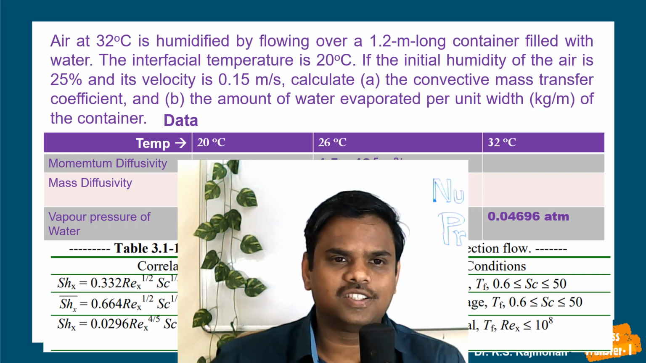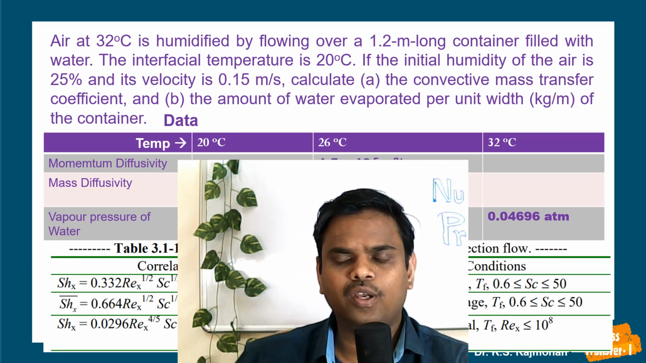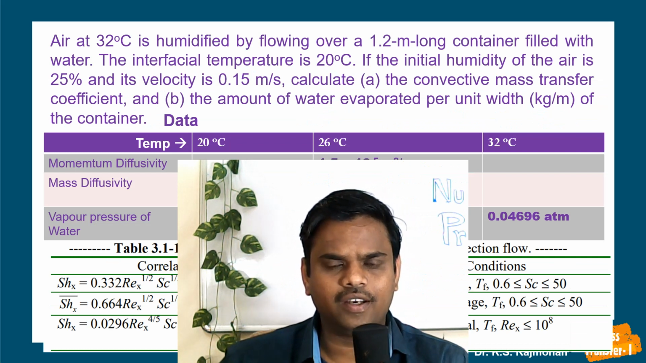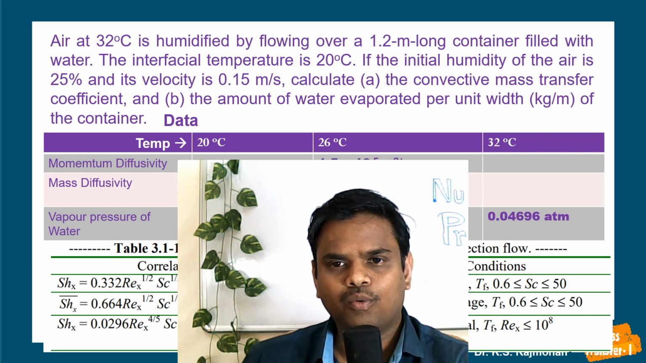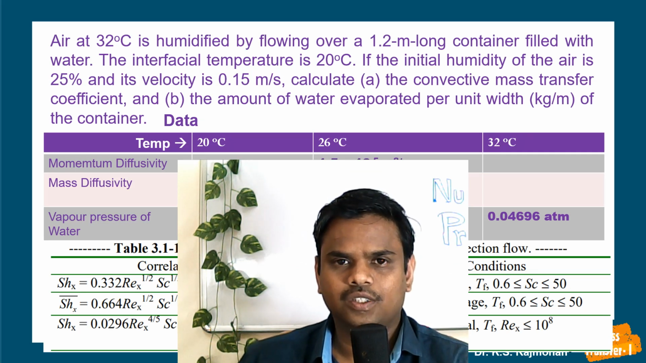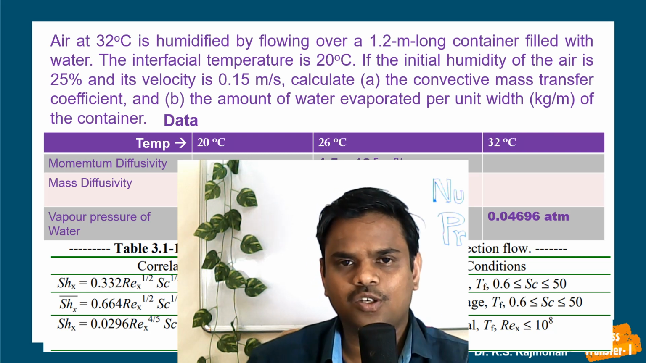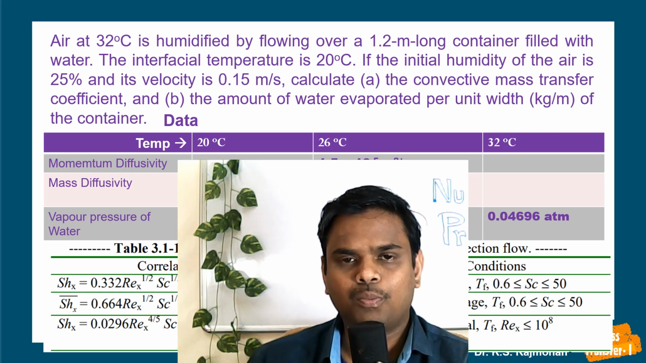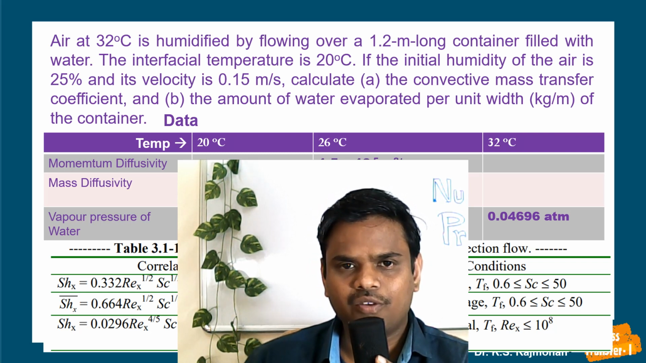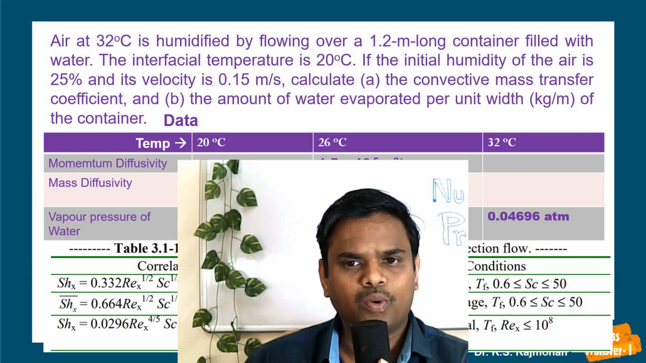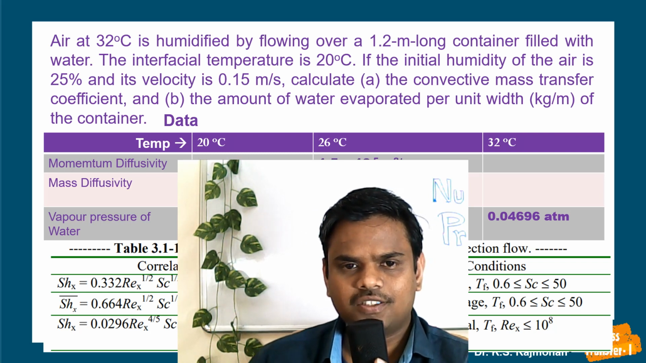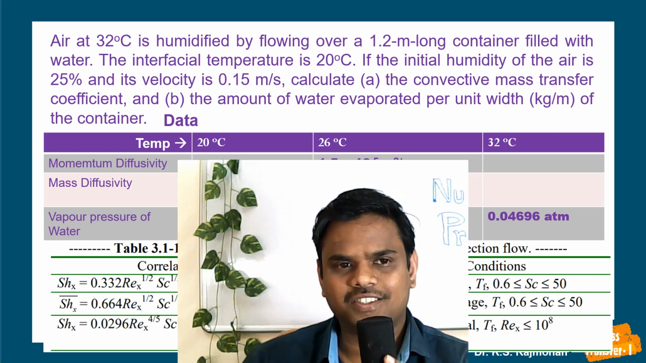Air at 32 degrees Celsius is humidified by flowing over a 1.2 meter long container filled with water. So even though it is liquid, we can consider it to be a flat surface, a flow past flat surface type of problem. Air at 32 degrees Celsius is humidified by flowing over a 1.2 meter long container filled with water. The interfacial temperature is 20 degrees Celsius.